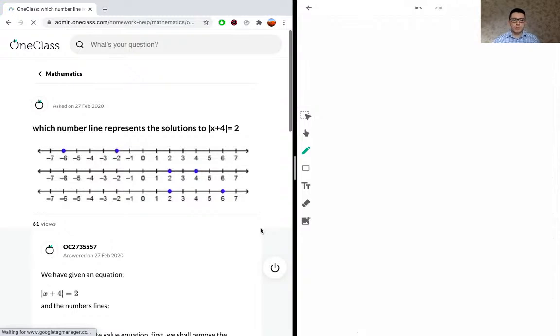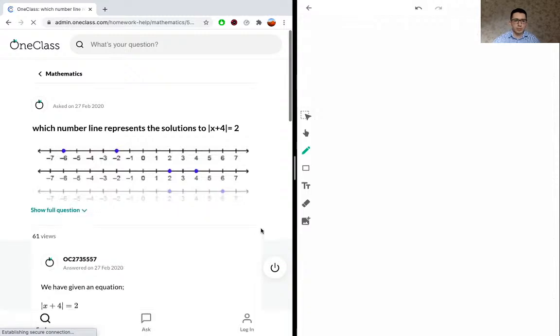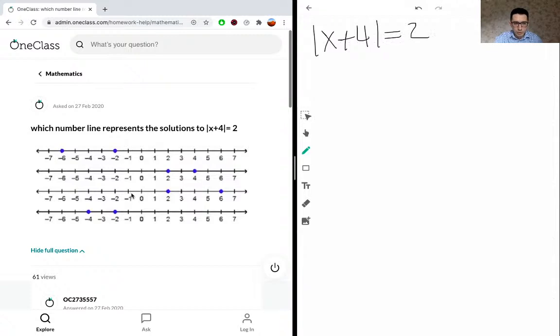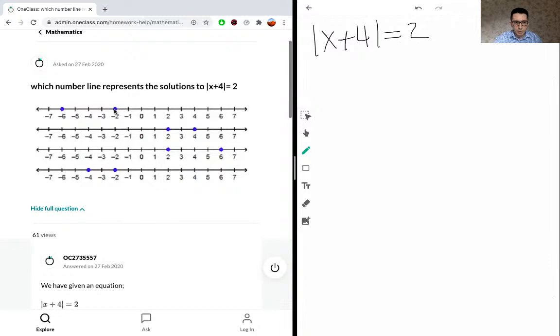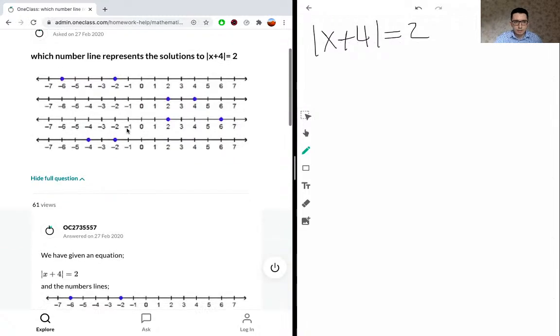Okay, so the next question that we're tackling is a number line question. Which number line represents the solution to the magnitude of x plus 4 equals 2? We want to see which number line, and it's giving us 4 options here to select the number line that represents this. And we can see that each number line has 2 dots.